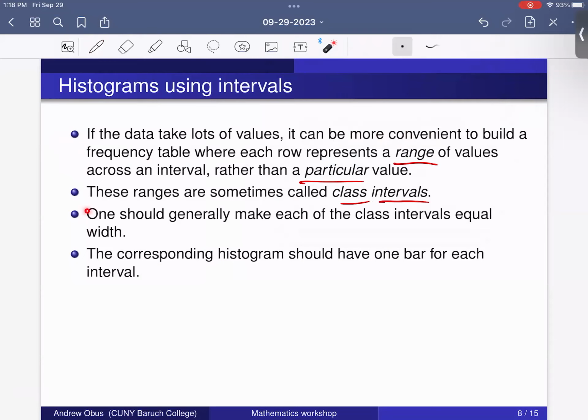Generally, you want to make each of the class intervals equal width. There are certain cases where the data may warrant making an exception to that, although when you have exceptions, you have to be very careful about making your histogram. So maybe I'm not going to talk about that too much today, but as a good rule of thumb, you want the class intervals to each be equal width. So every class interval is just as wide as every other class interval. And the corresponding... Yes, Ed?